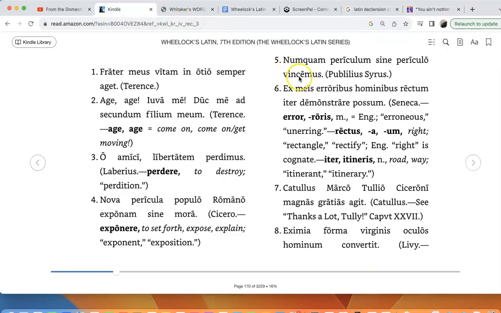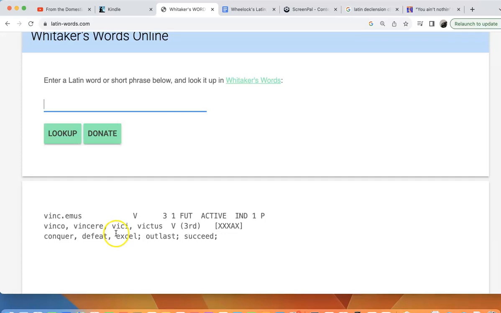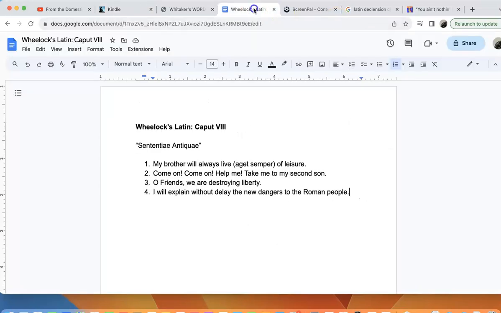But then vincimus, this is a good one to know, and so we'll just type this one up here to explain it. So this is, of course, Julius Caesar, Veni Vidi Vici. I came, I saw, I conquered. But here it's future active, first person plural. So P means plural. So it means we will never conquer is numquam vincimus. Let's write that down because English likes the subject verb first. So we will never, numquam, conquer. Think of like vincible, invincible.